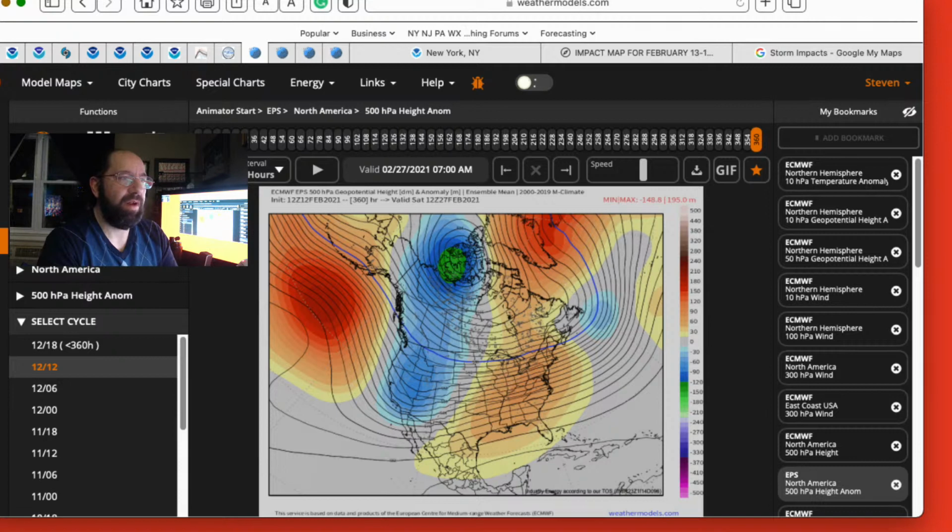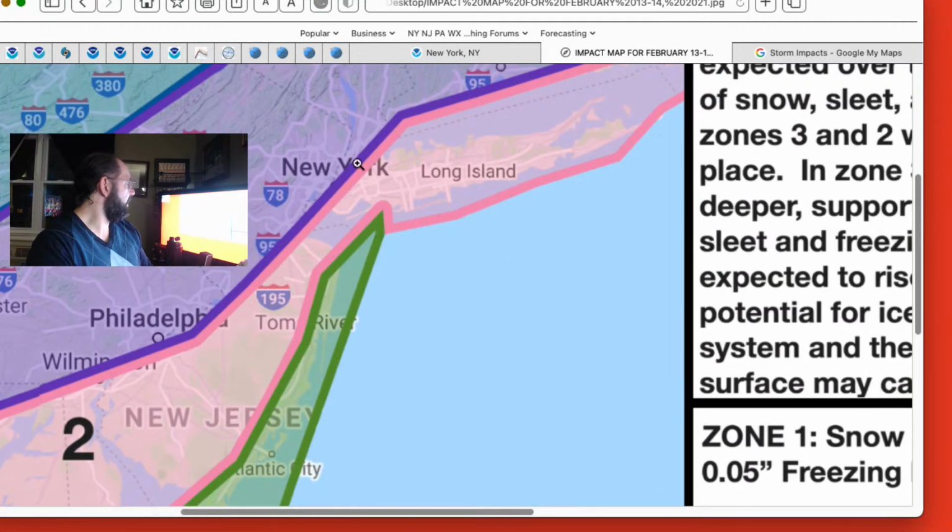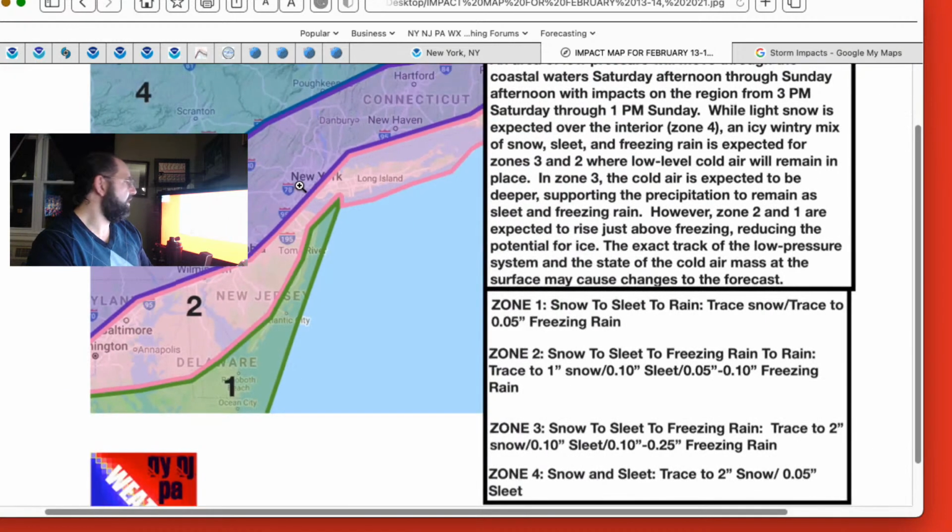I have trouble figuring out where I am on the smaller map when you do the zones for the forecast. Where is Essex County? Essex County is right here, right in this area right here. So you are in zone 3.